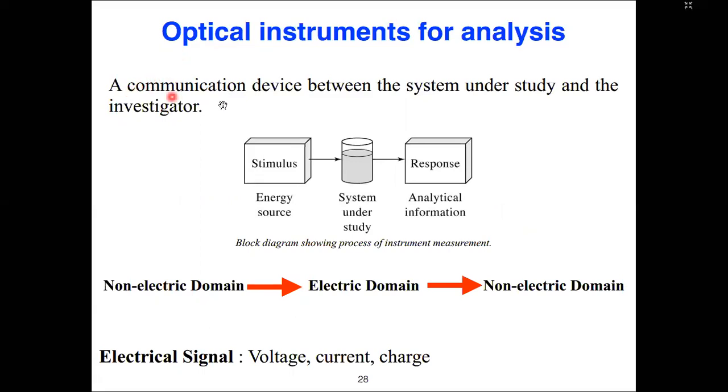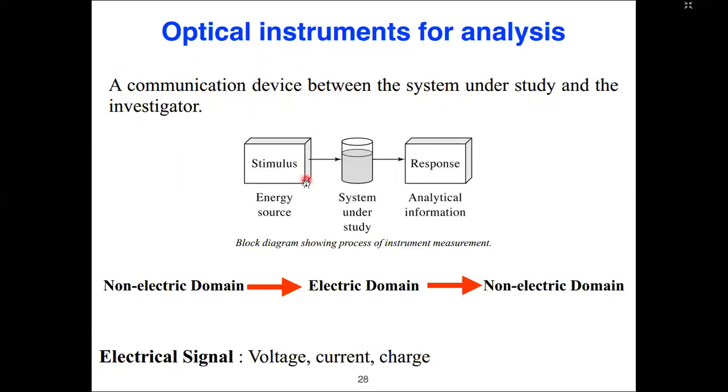So the instrument is the communication device between the system under study and the investigator. We human beings are the investigator, and the instrument is a communication device between the system. The system is our sample that we want to study, that we want to analyze. The instrument acts as a communication device.